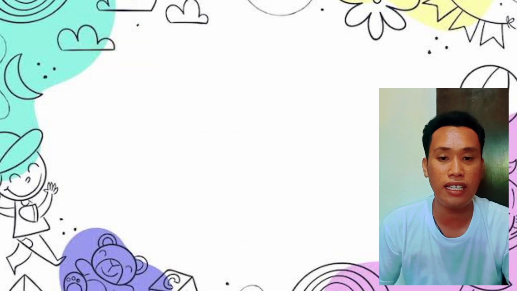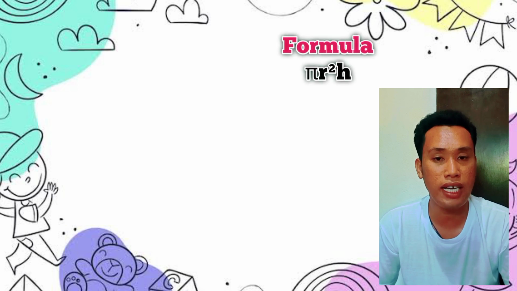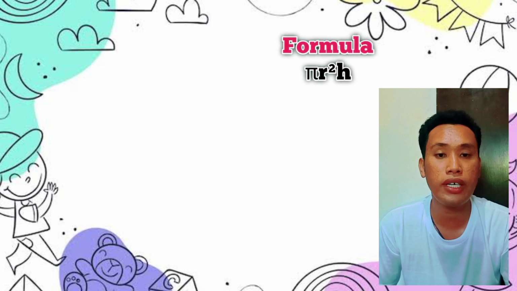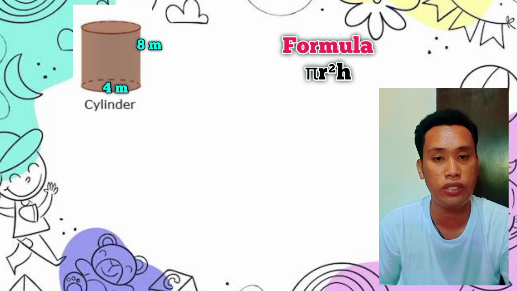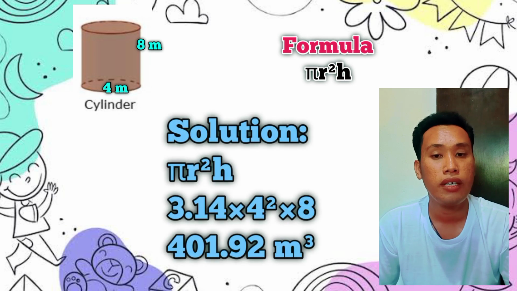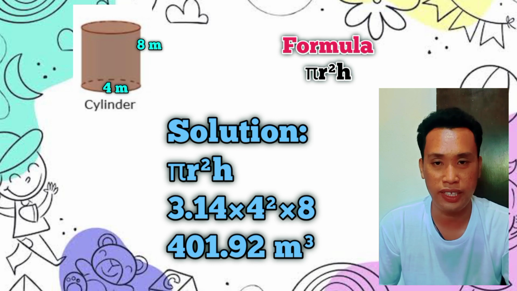Next is the cylinder. The formula is pi r squared times height. For example, we have 4 meters radius and 8 meters height. Let's substitute and solve it. 3.14 times the product of 4 meters squared, which is 16 square meters, times 8. So 3.14 times 16 square meters times 8 meters equals 401.92 cubic meters. So that's the answer.